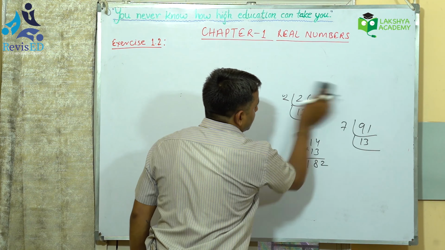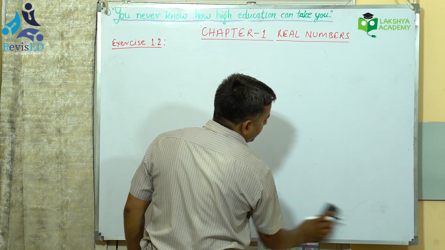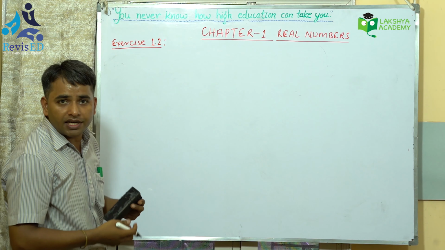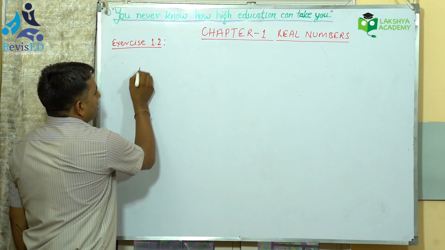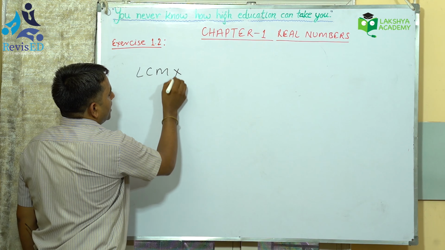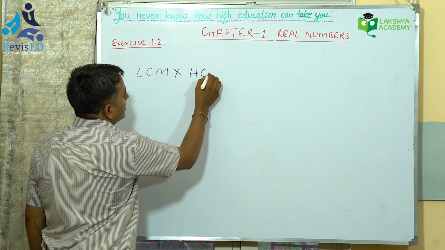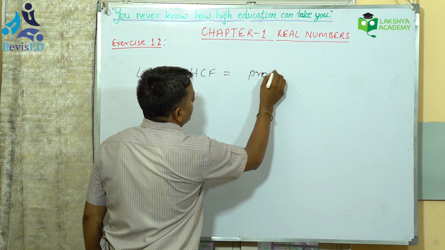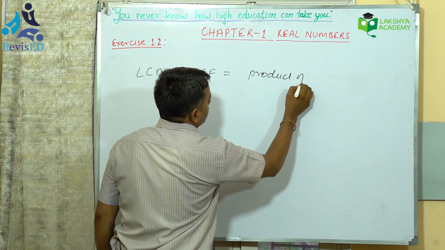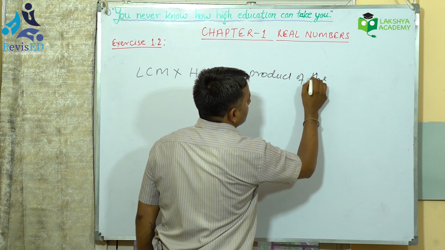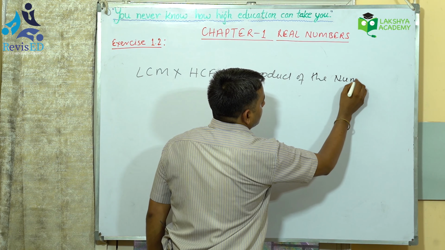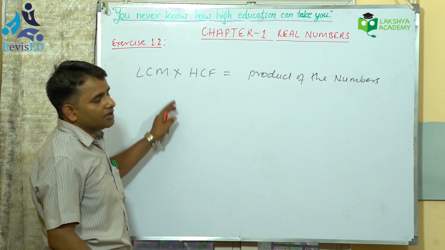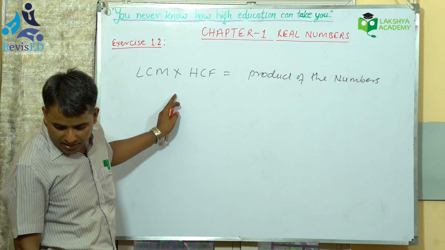Now coming to the relationship between the HCF and LCM. There is a unique relationship existing between the LCM and HCF: LCM into HCF is equal to the product of the numbers.